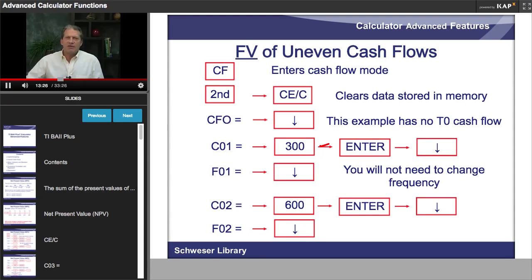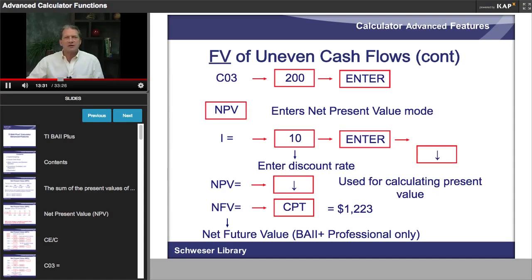So again, the entry of these is exactly the same, and if you did it before, they're already entered in your calculator. So now go to net present value mode, tell it it's 10. If you put that in before, it already knows that. So scroll down from net present value to net future value, then hit the compute key and find out that that amount we'd have at the end of the third year, the end of year 3, $1,223. Now that net future value is only on the professional edition here, it's not on the plastic one.